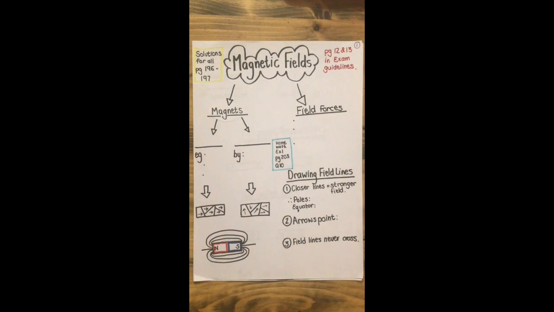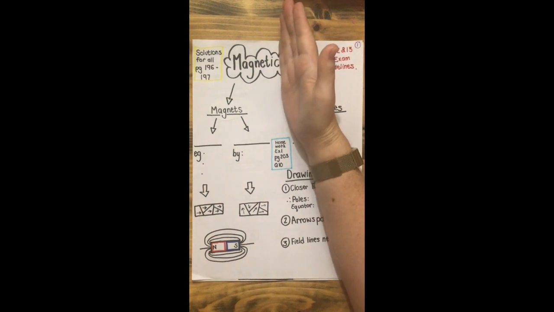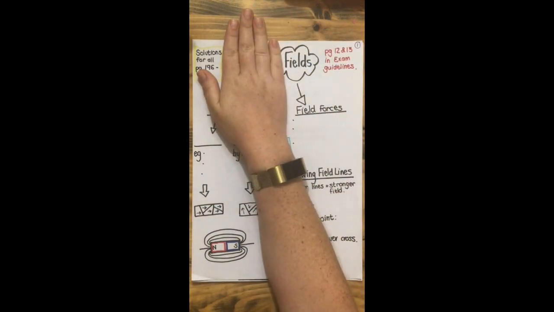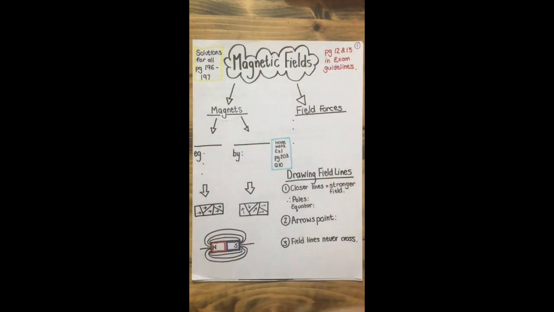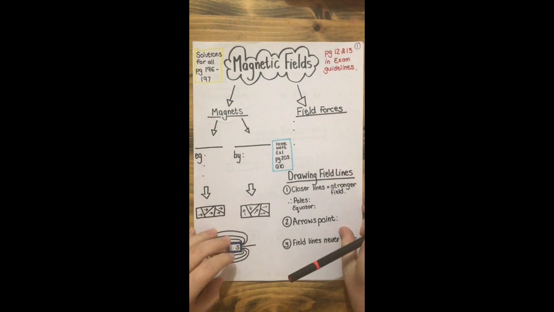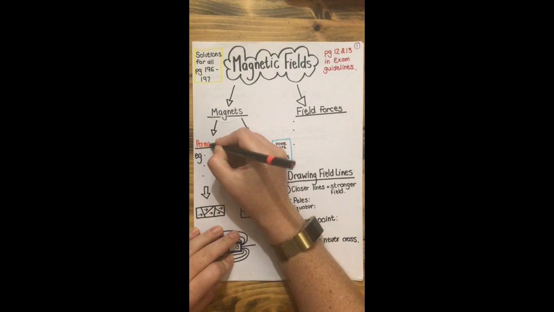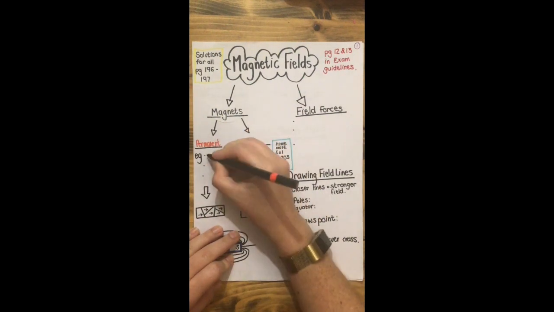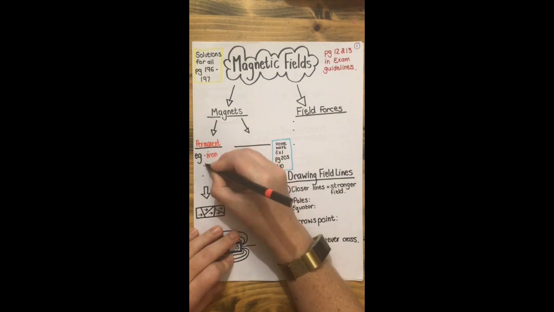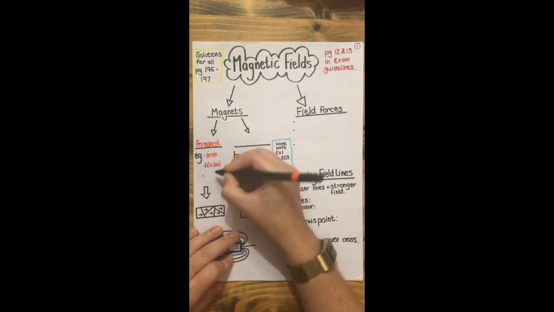So, when we look at magnetic fields, we can break this up into two. We can look at magnetic or magnetism, and we can look at fields. Okay, what is a field around an object? What does that word mean to us? So, when we look at magnets, we have two categories of magnets. Firstly, we have permanent magnets, and there are three elements that are permanent magnets. Those are iron, nickel, and cobalt.